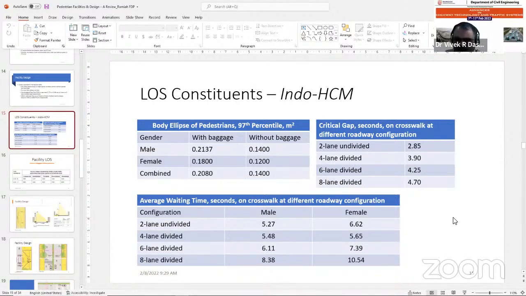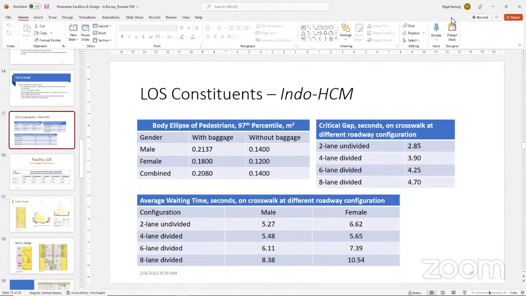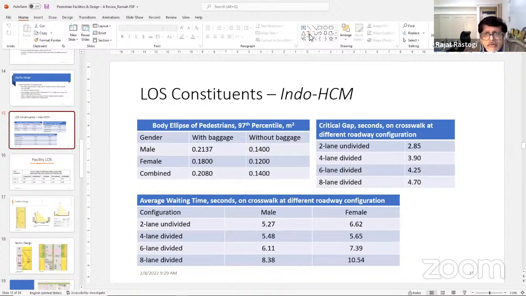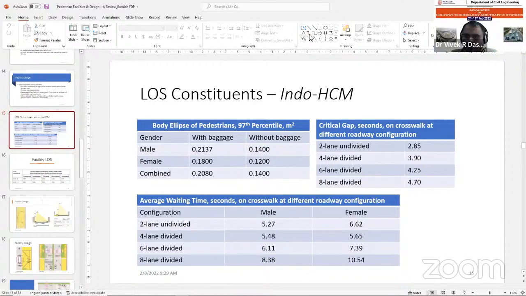Okay, thank you, sir. There are two more questions, sir. I'll read out the next question. It is from Rangam. He mentioned, hello, sir, it was a nice presentation, indeed insightful. What is the IRC code for pedestrian and where to find the checklist for pedestrian safety?